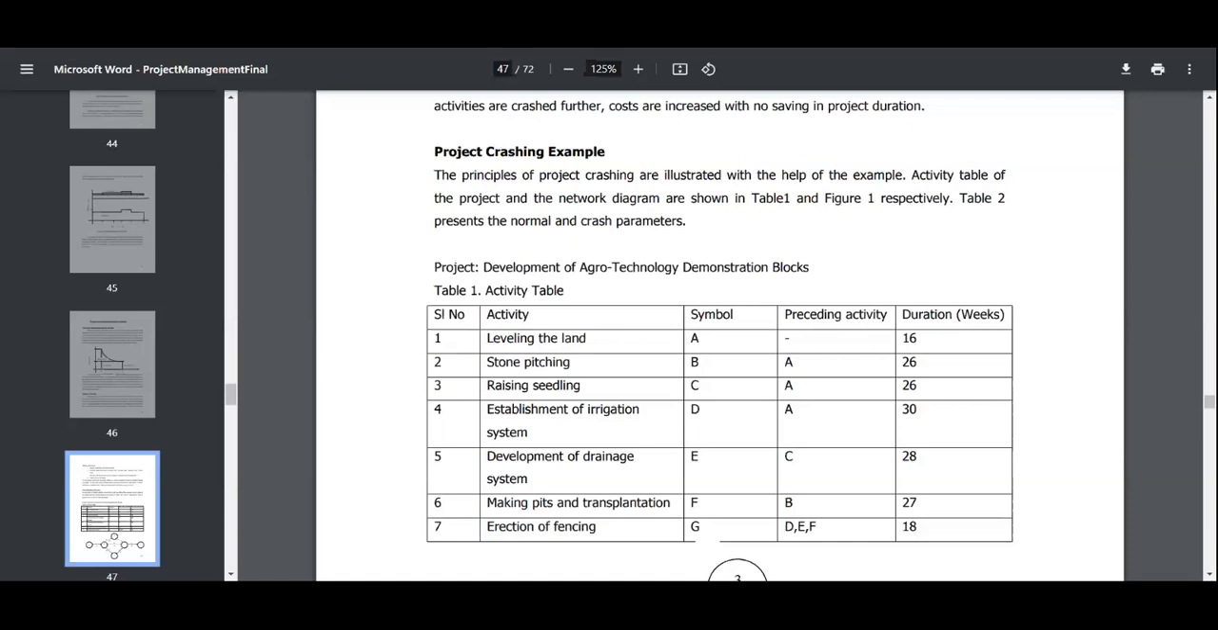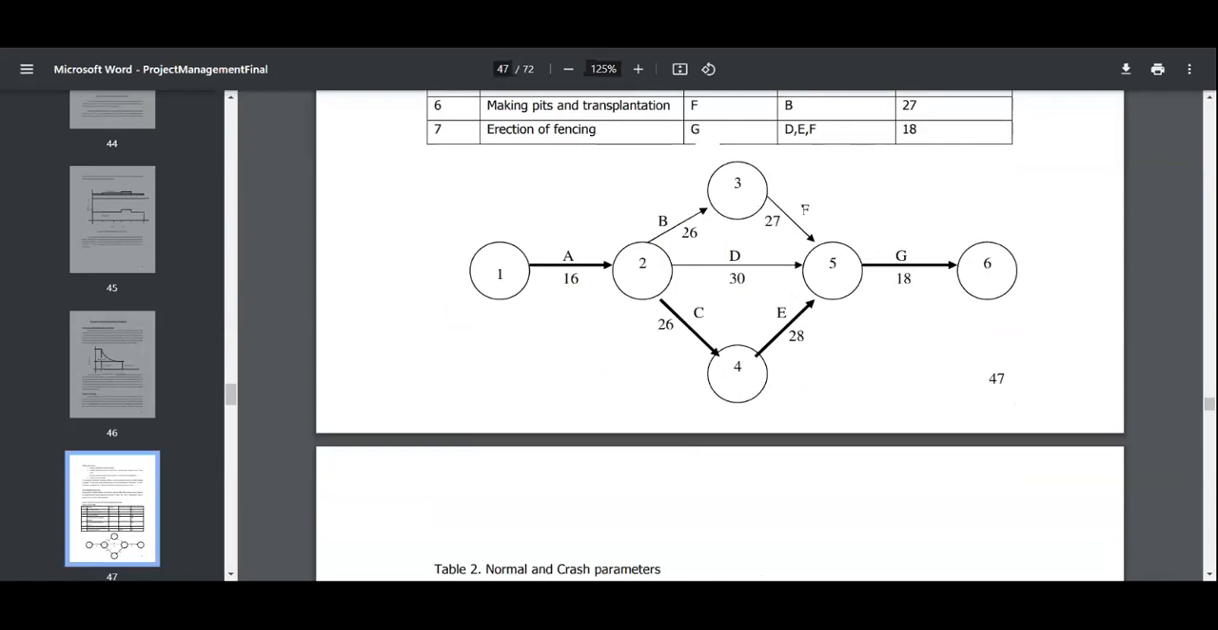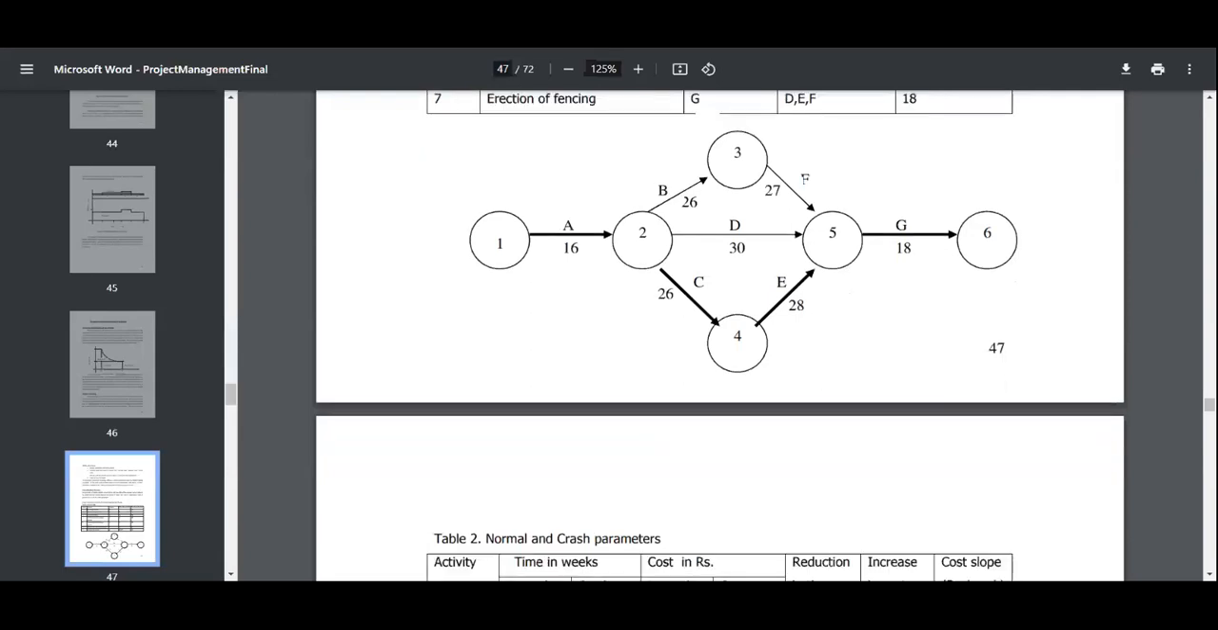So on that basis, build your diagram of the path. Here is the calculated path, right? A requires 16 days, B requires 26 days, then C requires 26 days, then D also 26 days, okay? Then activity 2 and 5 require 30 days, meaning a total of 1 month, right? F also requires 27 days, G requires 18 days, and after that they complete the project.